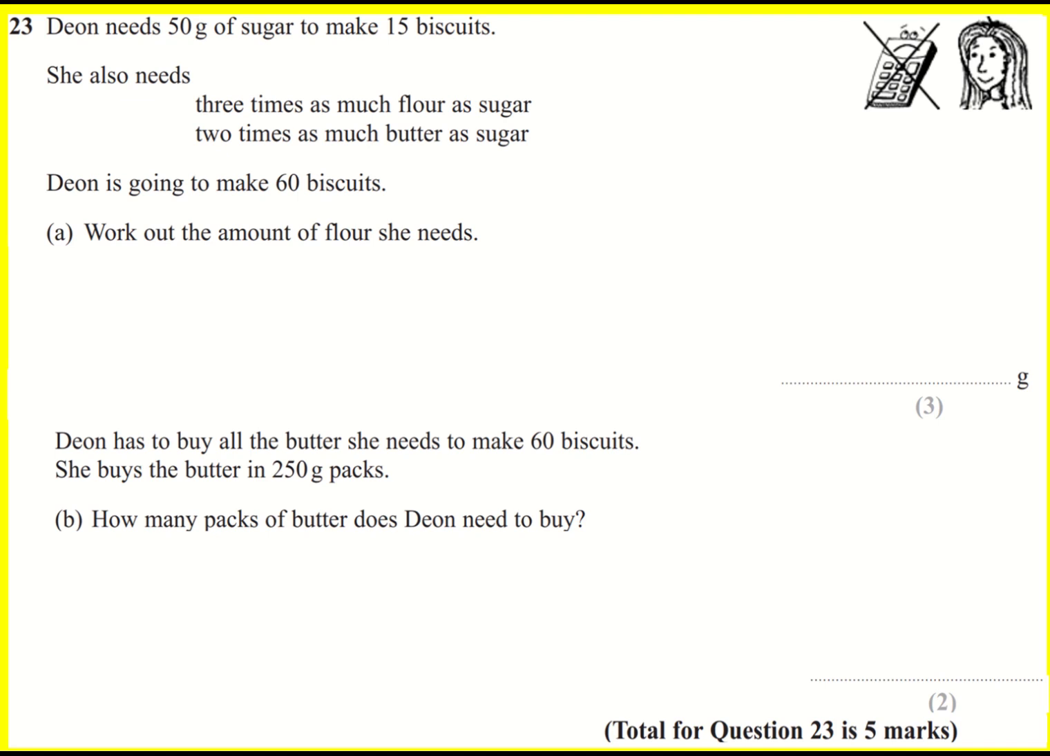Okay, so the first thing that we need to do is figure out how much flour and butter she needs just for this 15 biscuit recipe. So we know that she needs 50 grams of sugar, but it says she also needs 3 times as much flour as sugar. So if it's 3 times as much flour as sugar, I'm going to take that sugar amount and multiply it by 3. And that gives me 150 grams of flour.